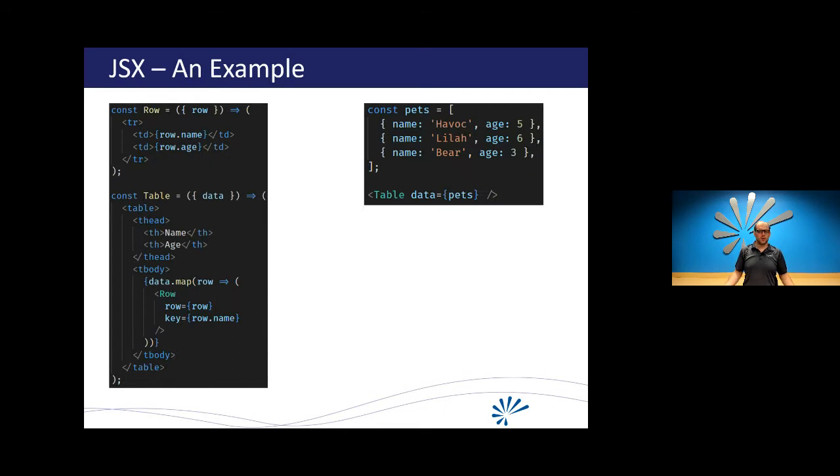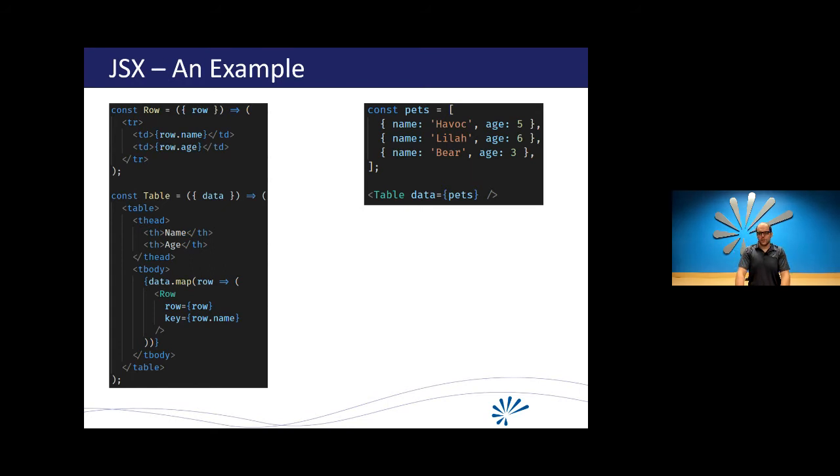So as an example, you might want to declare a table. Tables have rows. Rows have data in them. So you can declare a table, you can declare a row. The table can use the row. The table can take in the data. And then you can declare data just as a regular JavaScript array and hand it to the table. There's no manipulation into React constructs or anything like that. It's all regular JavaScript data. It's regular JavaScript functions. The only difference is that you put it inside tags.